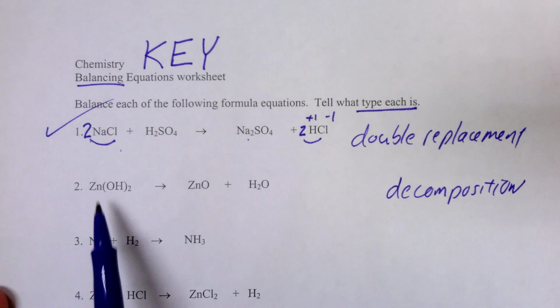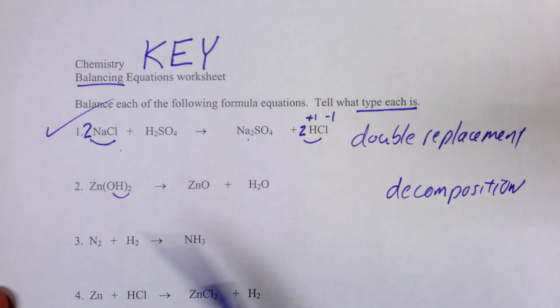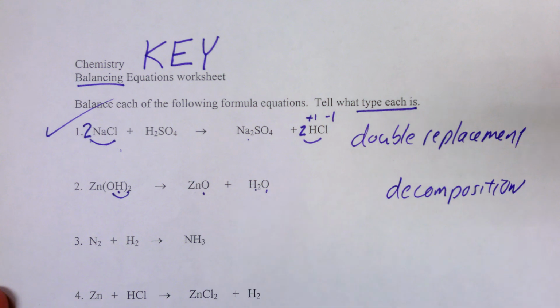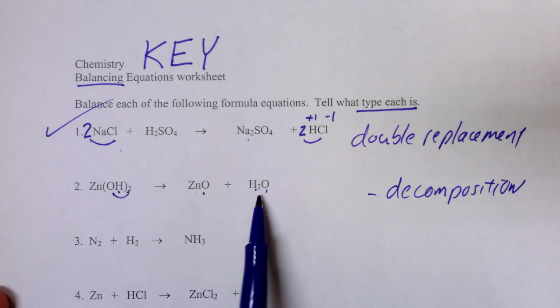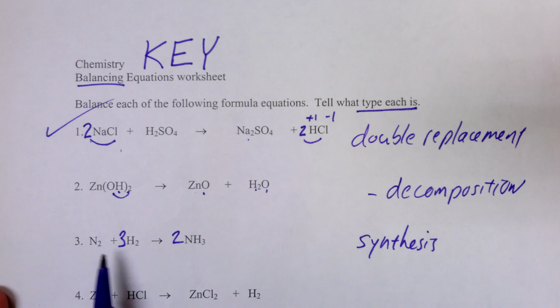This one here, I actually don't have to do anything to, because if I look, I have 1 zinc and 1 zinc. This is 2 oxygens, and I've got 2 oxygens on that side. I've got 2 hydrogens and 2 hydrogens, so it was already balanced. This is a decomposition reaction because you start off with a compound and you break it apart. You decompose it into 2 separate components. Synthesis reaction because you have 2 things being added together to synthesize or form a new compound.